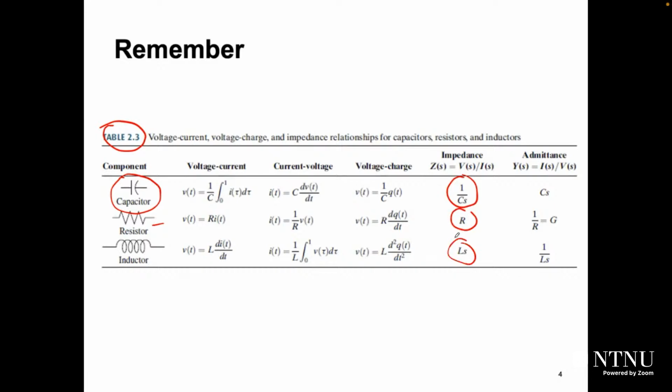And write the equation. So the equation will be like Z multiplied by I equal V, for example. Z, this is the impedance, the total impedance.